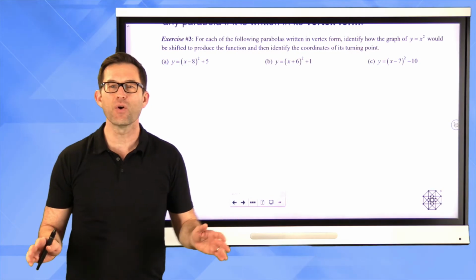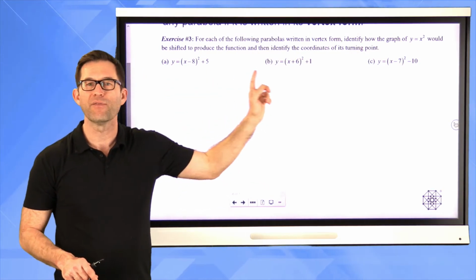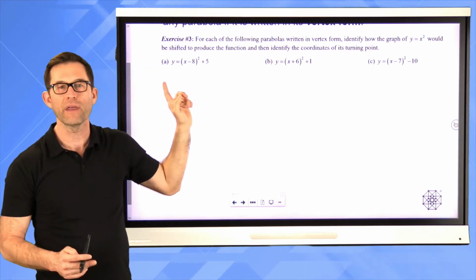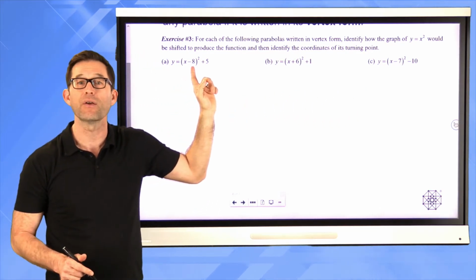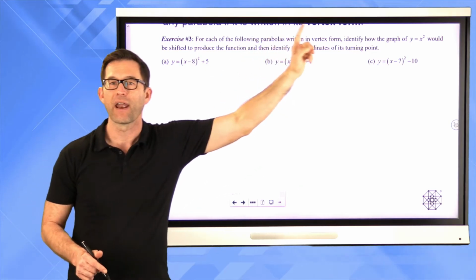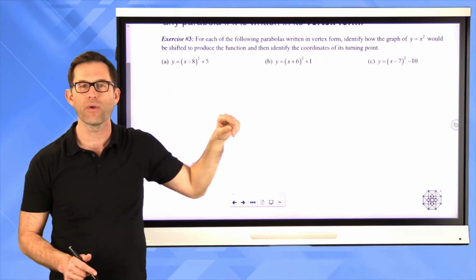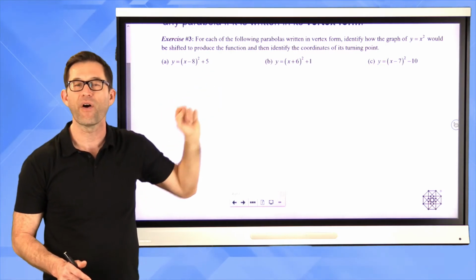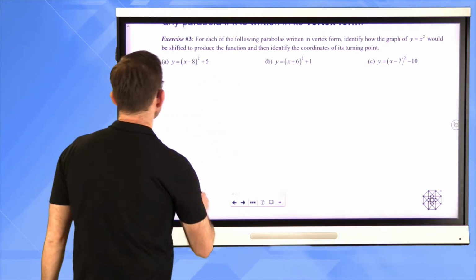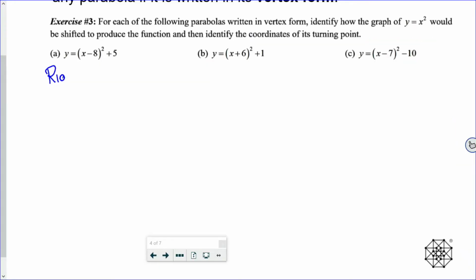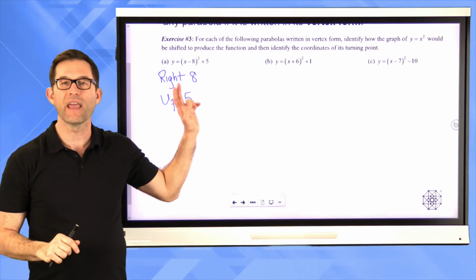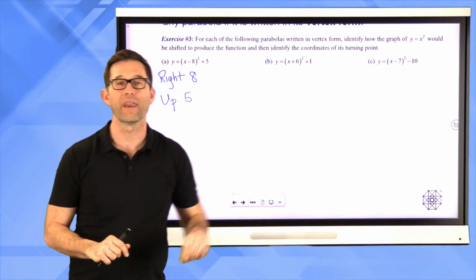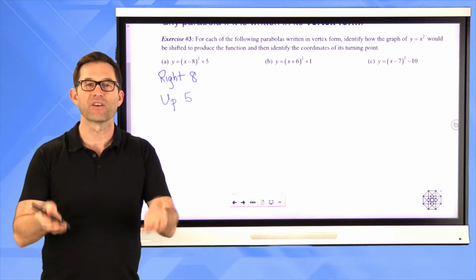So this thing is so great. Now again, it'd be a pain if these weren't written in this form, but when I look at A, which is y equals x minus 8 quantity squared plus 5, and I look at y equals x squared, I can say, oh, okay, the x minus 8 makes it go to the right 8 units, and the plus 5 makes it go up 5 units. So we've got right 8 up 5. So x minus 8 makes y equals x squared go to the right 8, and plus 5 then makes it go up 5.